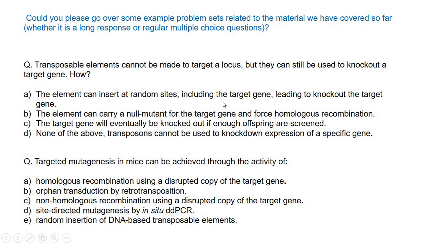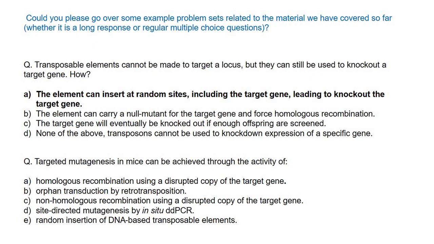So the last of our answers is the element can insert at random sites. That's what transposable elements do. They insert themselves at random sites, including the target gene. So it's possible that if we inject it into a lot of organisms, because of their ability to randomly insert themselves, they will also insert themselves in the target gene in some of the organisms. That will lead to knockout of that target gene. So this is actually the correct answer.